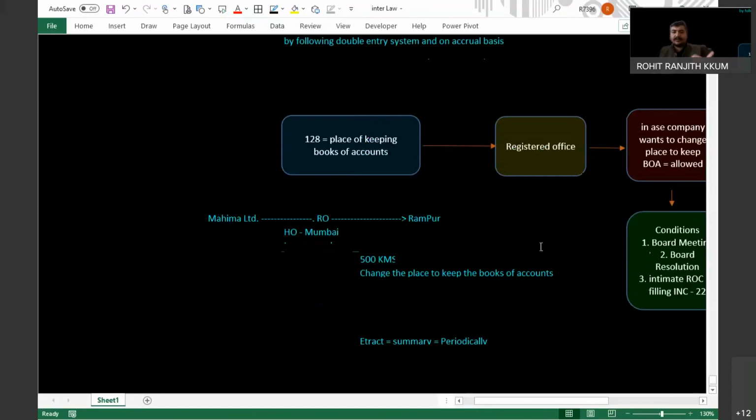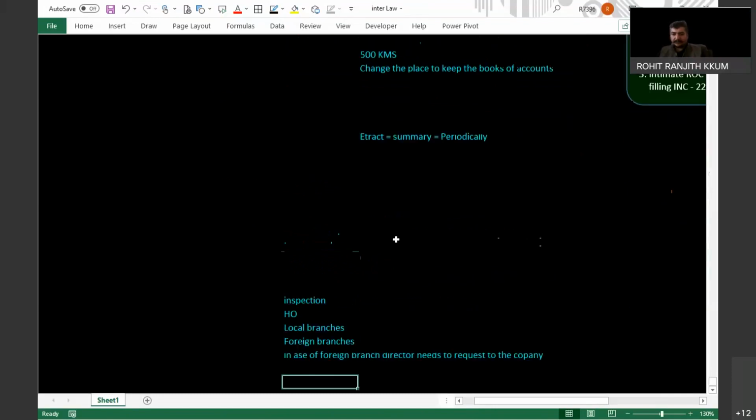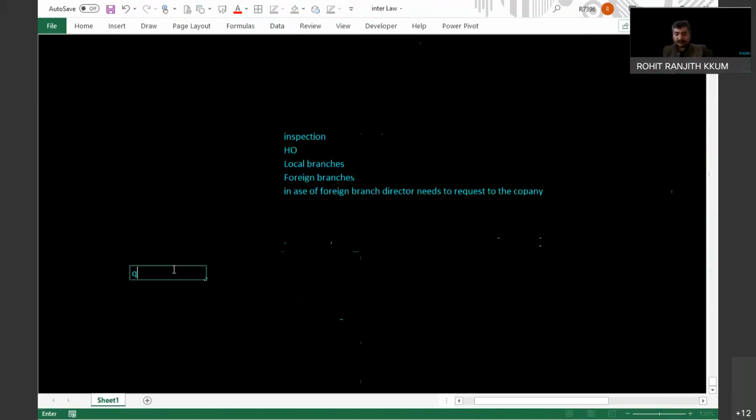Second thing, what about the subsidiary company? There's a question: can a director inspect the books of accounts of any subsidiary company? क्या वो किसी subsidiary company का books of accounts verify कर सकता है?